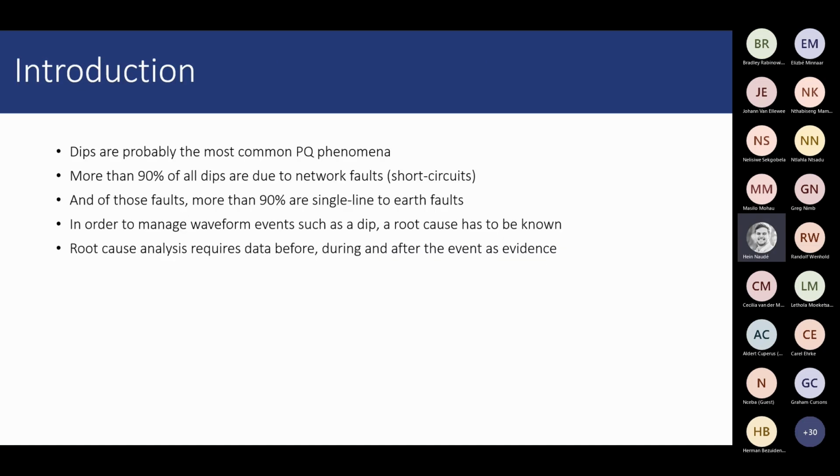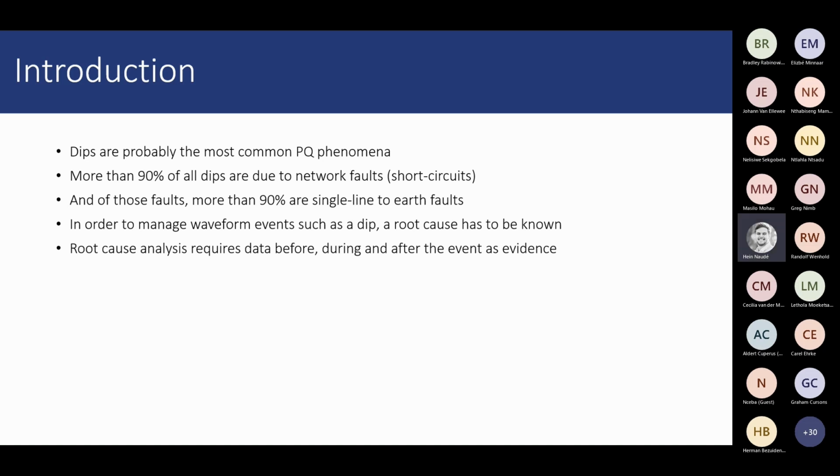Okay, so introduction. Voltage dips are probably the most common power quality phenomena that you'll get in your system. That could be a range of power quality dips, some more severe than others. More than 90% of these dips are due to network faults, short circuit faults, single phase to ground, line to line, or three-phase faults. And of those, 90% of them are normally single phase to earth faults.